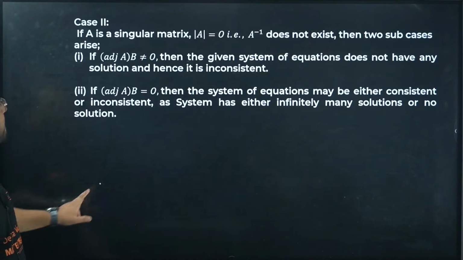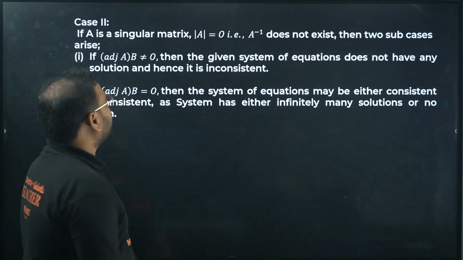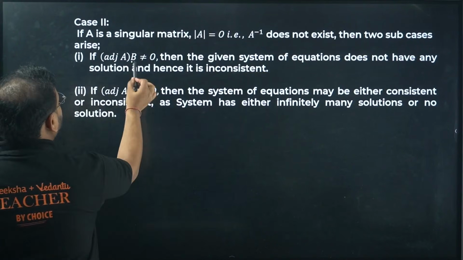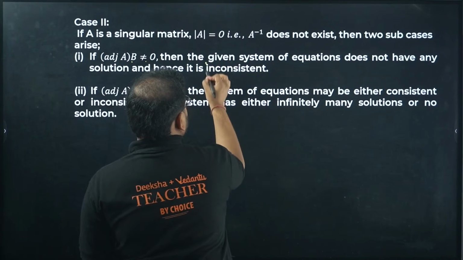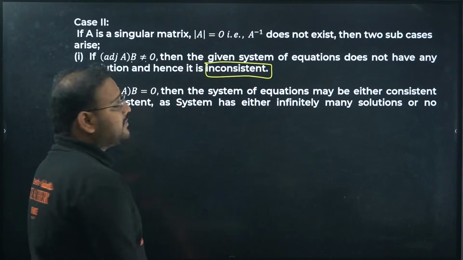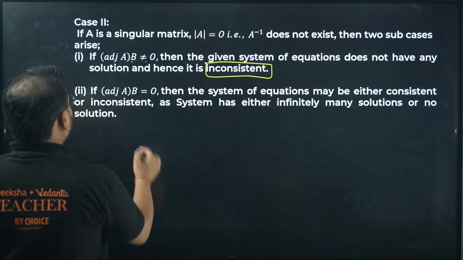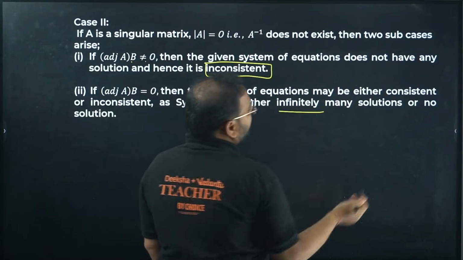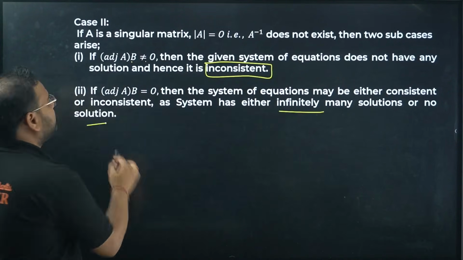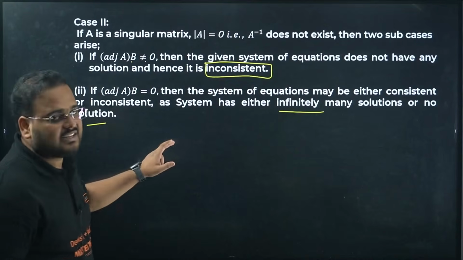Same thing. Now case 2, when determinant is 0, we have two cases. Adjoint of A times B is non-zero, means the given system will have no solutions, so inconsistent. So no solutions means inconsistent. And when adjoint of A times B is 0, then it can have either infinitely many solutions, or it can have no solutions also. Okay, but usually we refer to this one as infinite solutions only.